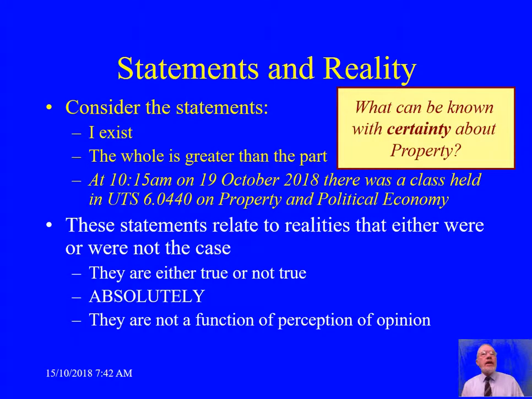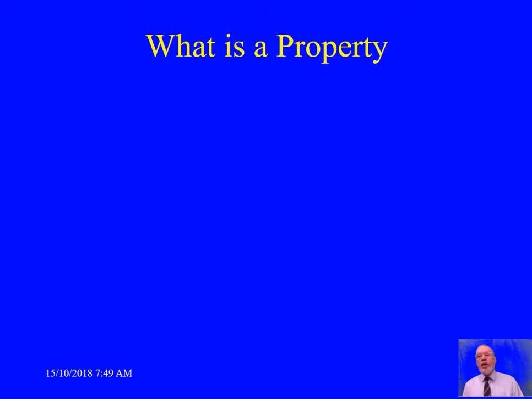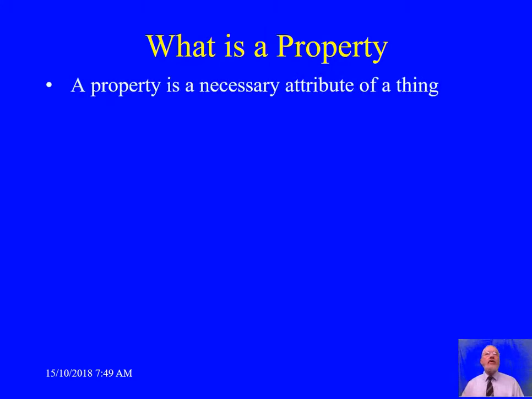Now, with that background, what we can move into is the question of what can be known with certainty, with the kind of certainty of the statement, I exist, giving us certainty of our existence. What can be known with certainty about property? To answer that question, we have to start with looking at what the meaning of property is. The word property. We get that word from the discipline of philosophy, and in particular that part of philosophy known as metaphysics. A property is a necessary attribute of a thing.